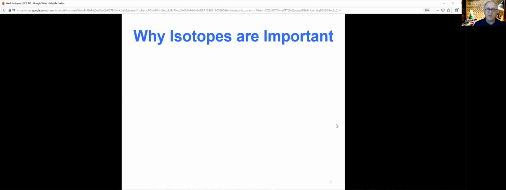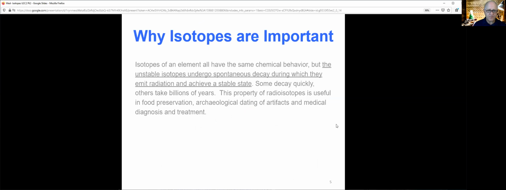So why are isotopes so important? Well, isotopes of an element all have the same chemical behavior, but the unstable isotope undergoes spontaneous decay during which they emit radiation and achieve a stable state. Some isotopes will decay quickly and others take billions of years. This property of radioisotopes is useful in food preservation, archaeological dating of artifacts, and medical diagnosis and treatment.